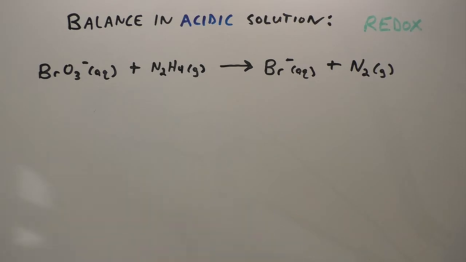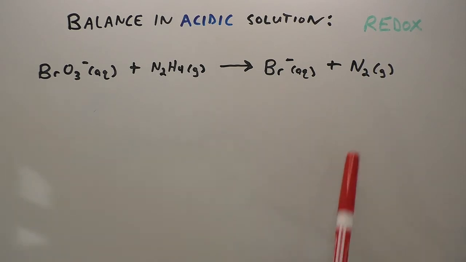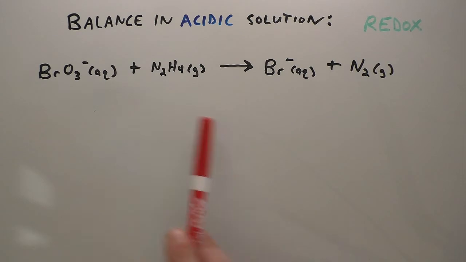So here's the equation. We have BrO3 minus, that's the bromate ion, plus N2H4, that's called hydrazine, reacting to produce the bromide ion, Br minus, and some nitrogen gas. So clearly, this equation is not balanced as it's written. That should be pretty obvious. We have oxygen and hydrogen over here on the left. We have neither oxygen nor hydrogen over here on the right, so we have to balance this equation.